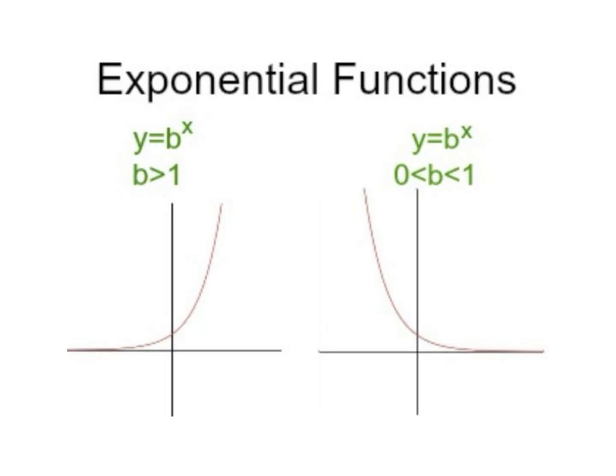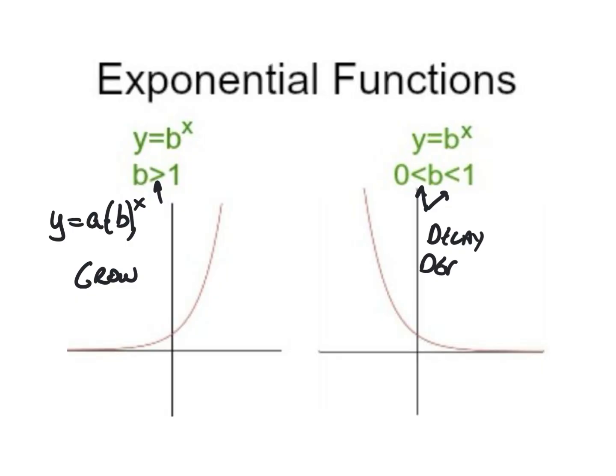Okay, for exponential functions in the form y equals a times b to the x power, we're going to write our b's in parentheses. If b is bigger than 1, you will grow. If b is bigger than 0 and less than 1, you will decay. So we need to keep that in mind when we're talking about exponential functions. Sometimes when we talk about money, we use the word depreciate.